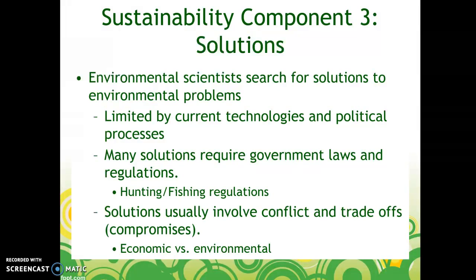So often solutions involve some sort of conflict or trade-off or compromises. Obviously, if fishing is good for our economy, but all of a sudden we're saying, hey, we have to restrict our fishing because of this environment, there's going to be some issues there, especially when you're talking to the actual fishermen who make their living off of catching those fish and selling them. So there's a lot of give and take, a lot of compromising that goes on with environmental science and finding those solutions to our problems.